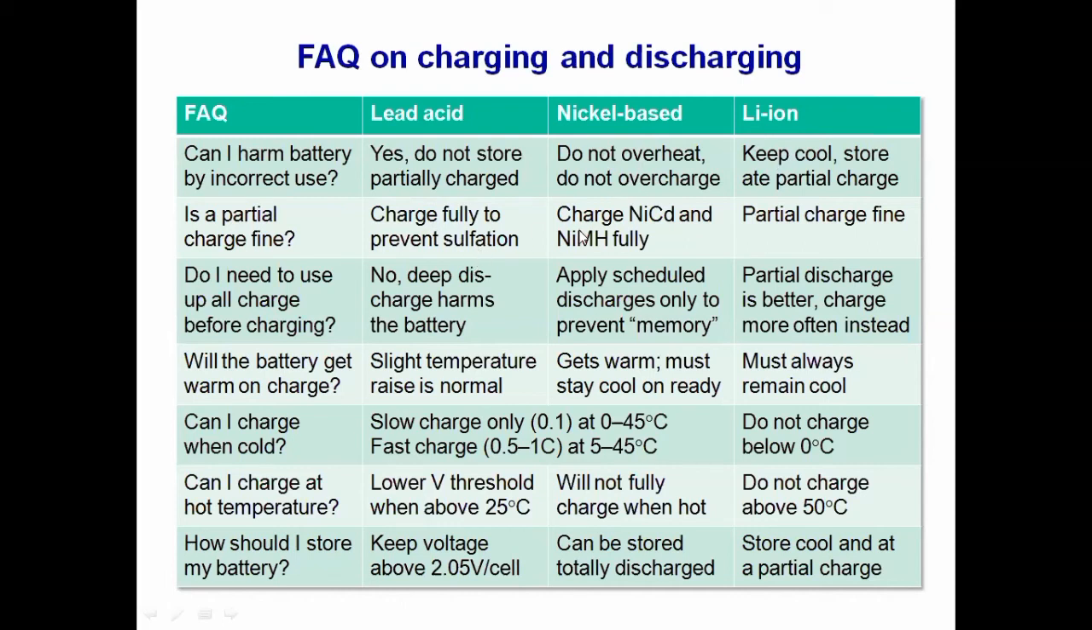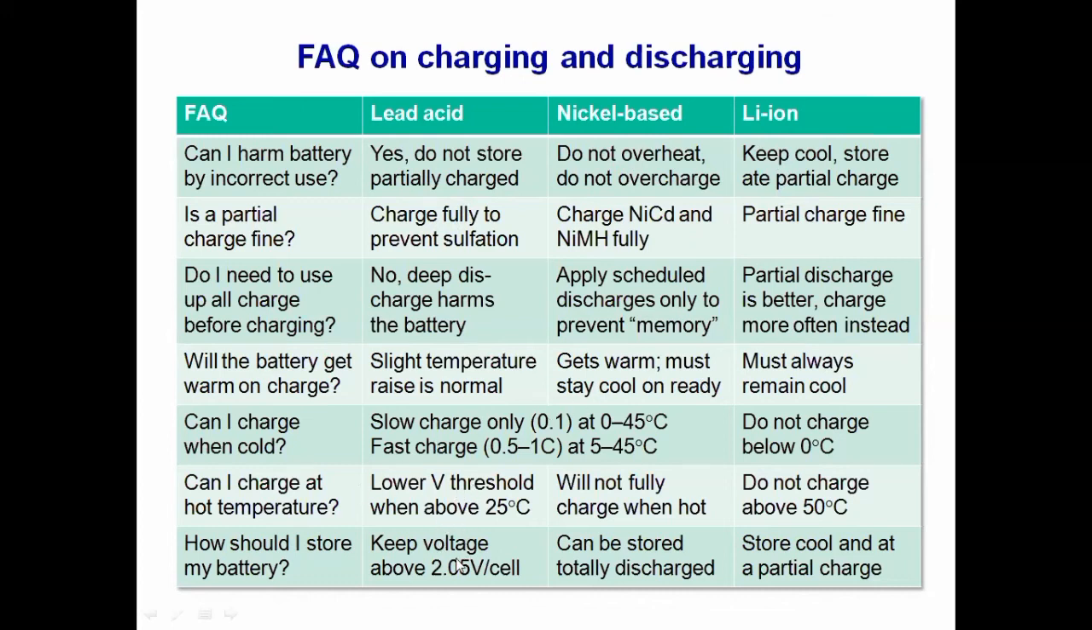In lead-acid batteries, and for nickel based, nickel cadmium and nickel metal hydride should be fully charged. So partial charging is not allowed in nickel based. Partial discharge is fine in lithium ion batteries. In this way, we can compare lead-acid, nickel based and lithium ion batteries.